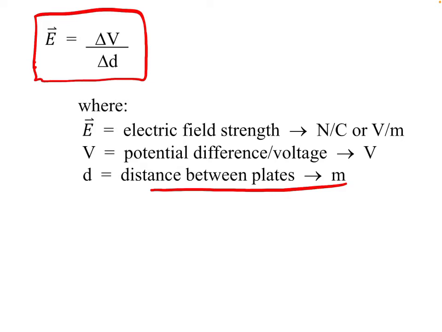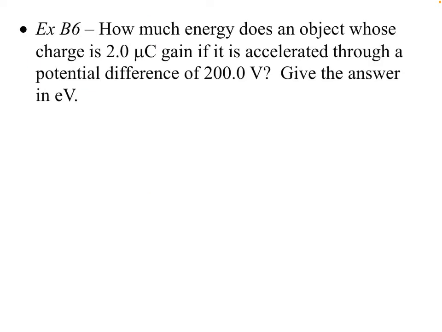Okay. Whew. So hopefully that was enough information about voltage for you, because now we're going to do a few examples. Okay. So I want to know, how much energy does an object whose charge is 2 microcoulombs gain if it's accelerated through a potential difference of 200 volts? Give the answer in electron volts. Okay, so I want to know how much energy does it gain? I have charge, I have voltage.